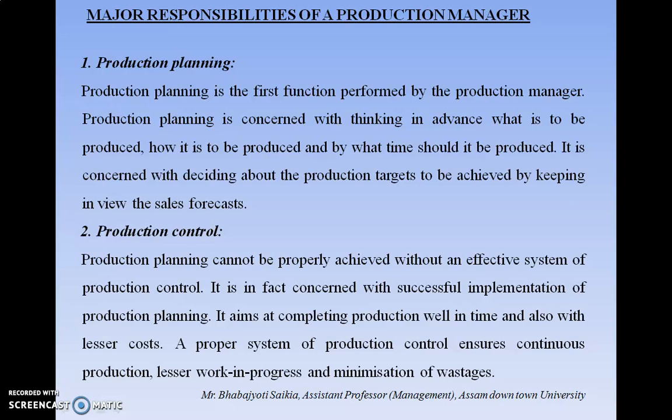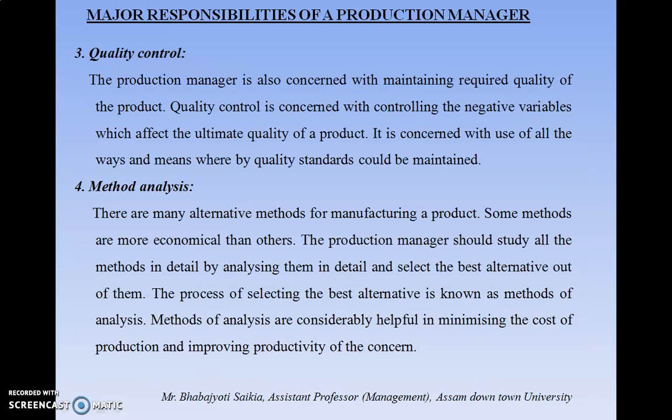Next we have the production control. Production planning cannot be properly achieved without an effective system of production control. It is in fact concerned with a successful implementation of production planning. It aims at completing production well in time and also with lesser cost. A proper system of production control ensures continuous production, lesser work in progress, and minimization of wastages.